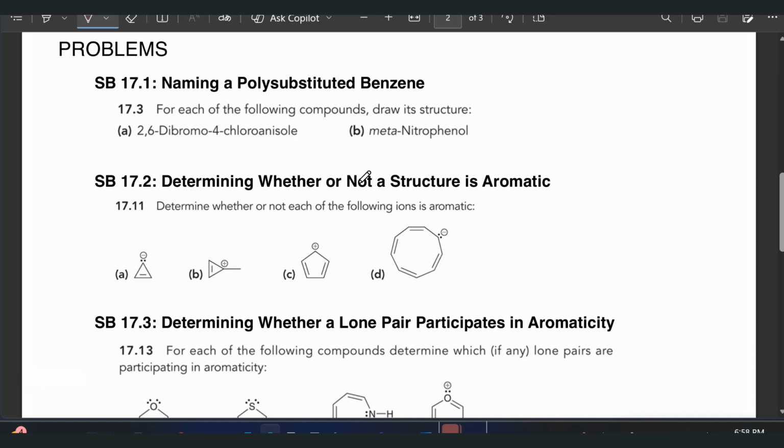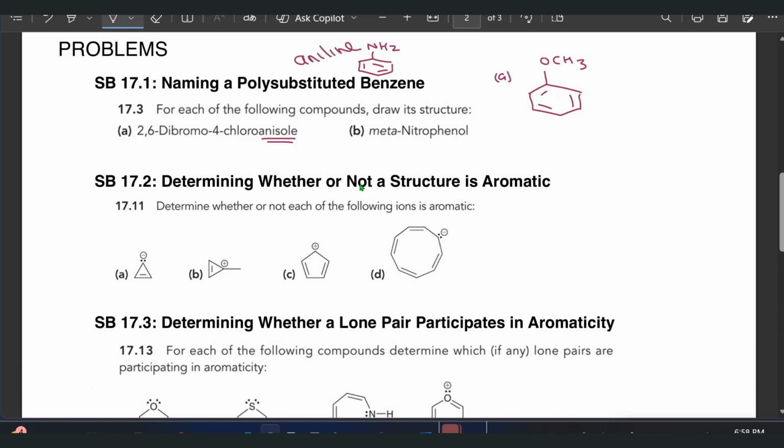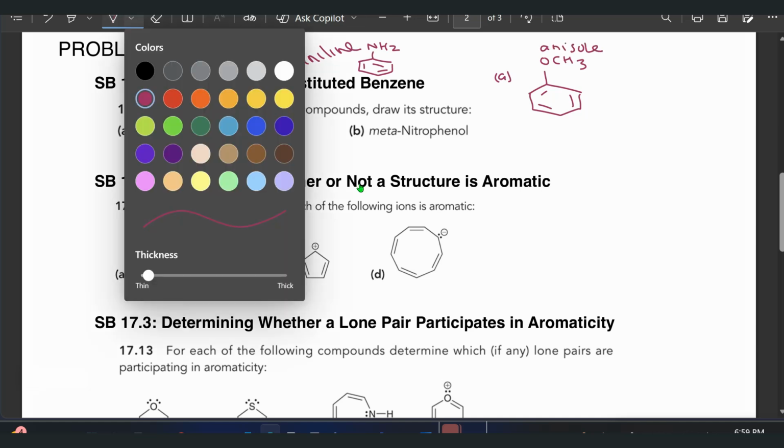Okay, so this is naming for 17A. It says 2,4-dibromo chloroanisole. Now you told me that you're supposed to take time and memorize the bunch of ring structures. Yes. Anisole will have OCH3. Don't confuse it with the one with NH2. Do you know what the name is for the one with NH2? No, I haven't memorized that. That's an aniline. This is anisole with OCH3.